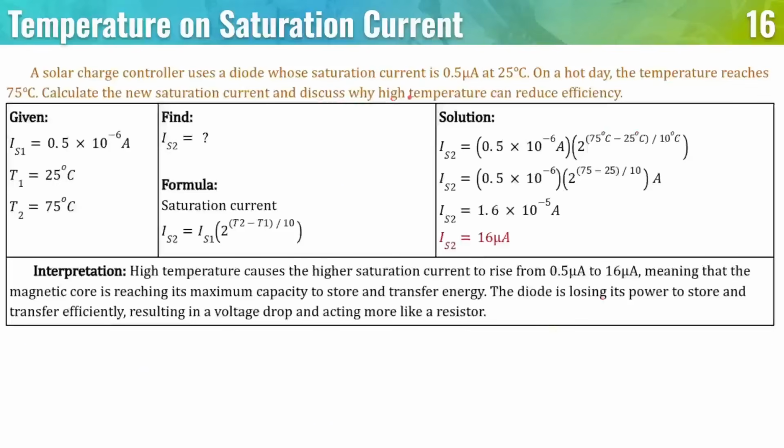So now let's focus on why high temperature can reduce efficiency. High temperature causes the reverse saturation current to rise from 0.5 to 16 microamperes, meaning that the magnetic core is reaching its maximum capacity to store and transfer energy. This is akin to the laptop example I gave earlier. The diode is losing its power to store and transfer efficiently, resulting in a voltage drop and acting more like a resistor.